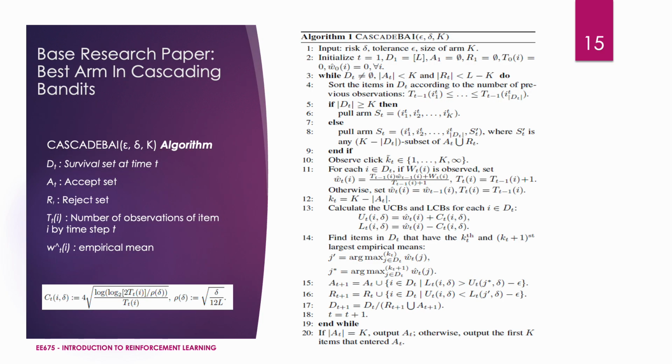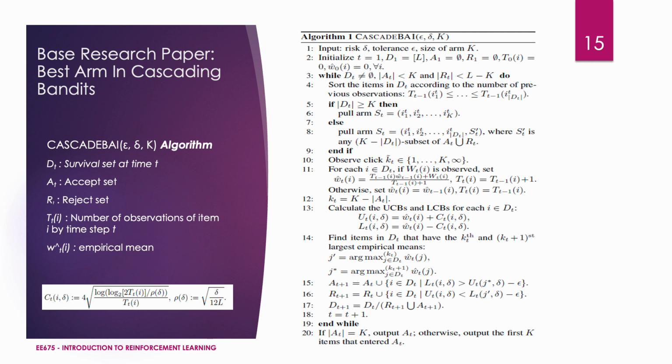The Cascade BAI algorithm follows the idea of obtaining the lower and upper confidence bounds, which are LCB and UCB, to know whether an item is optimal or not. First, the algorithm defines the risk parameter delta, the tolerance epsilon, and the size of the arm set, which is k.